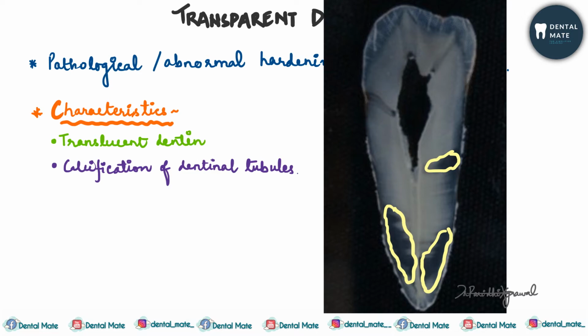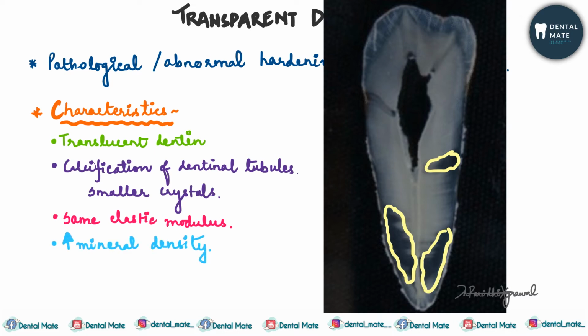Now, what happens here is that there is calcification of the dentinal tubules with mineralized crystals, which are smaller in size, leading to the formation of transparent or sclerotic dentine. It has the same elastic modulus as that of the normal dentine, as that of intertubular, peritubular and healthy dentine, whereas the fracture toughness is less than the normal dentine. It has increased mineral density and decreased fracture toughness.